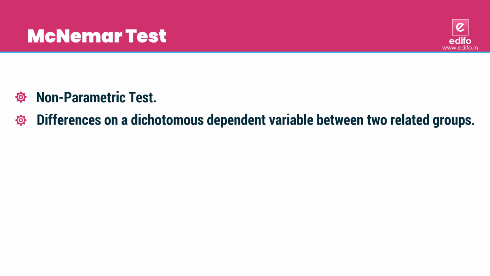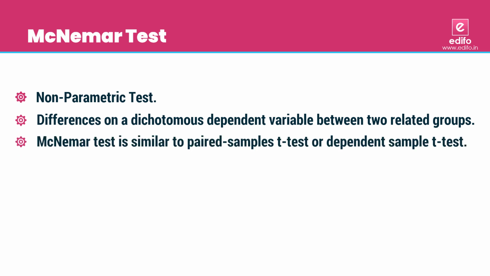McNemar test is similar to paired sample t-test or dependent sample t-test. The difference is that in McNemar test, the dependent variable should be measured dichotomously, but in t-test, the dependent variable should be in continuous fashion. This is the main difference. In McNemar test, we are collecting data in a dichotomous fashion, that is only two options. Here in our example, brand A or other brand.